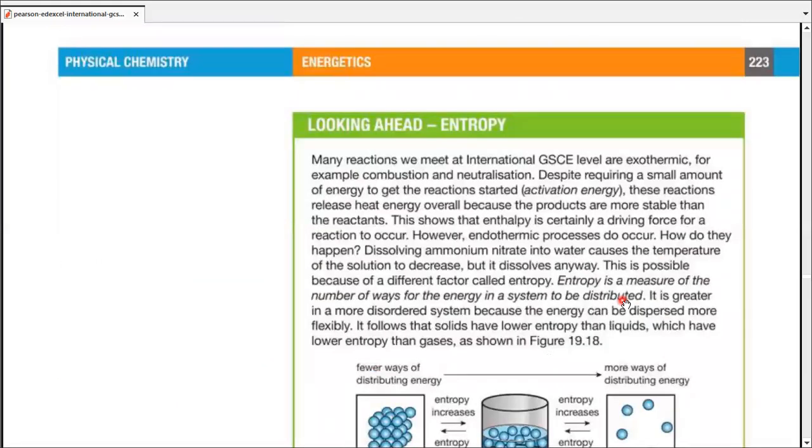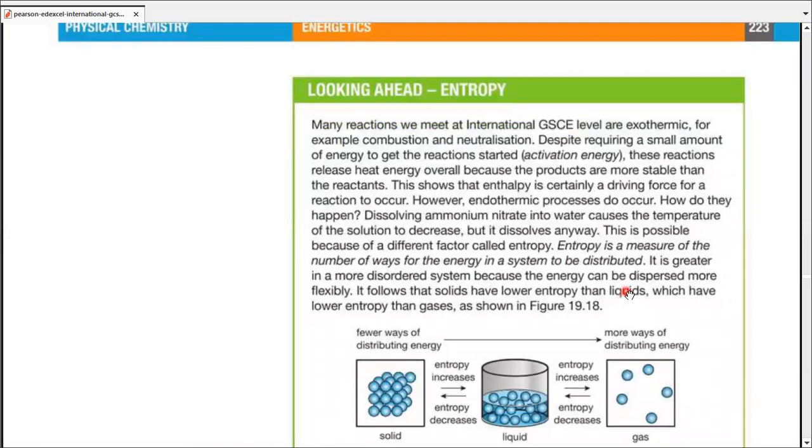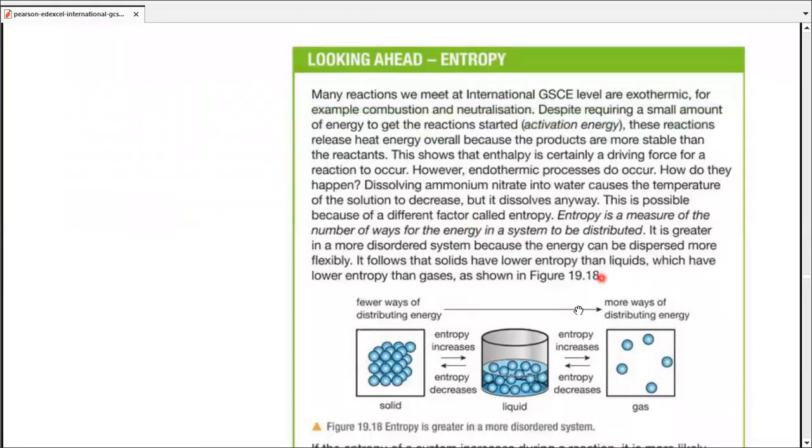Yes. Great. Looking ahead, entropy. Now, entropy. Let's define it by taking a little bit of examples first, since entropy is better defined with the help of examples. Many reactions that we meet at IGCSE level are exothermic. Combustion and neutralization are some examples. Despite requiring a small amount of energy to get the reaction started, which we call activation energy.